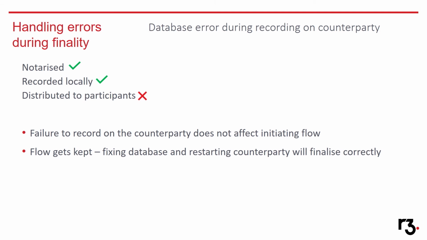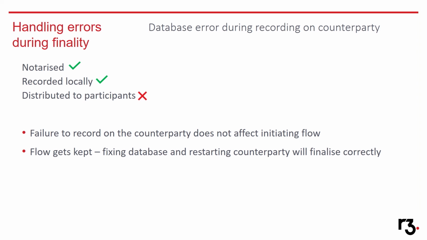The next error case is we have a database error on the counterparty side. So basically, we record it locally, we send it to the counterparty, it accepts the message, and then explodes with a database error on trying to record. It gets handled similarly to the other case, so the flow will go to the flow hospital on the counterparty. If you fix the database and rerun, it can be saved.